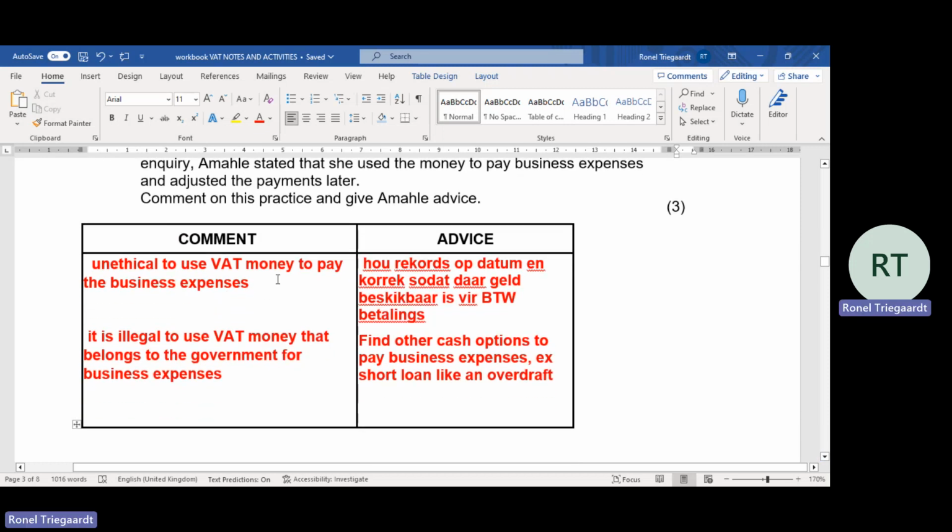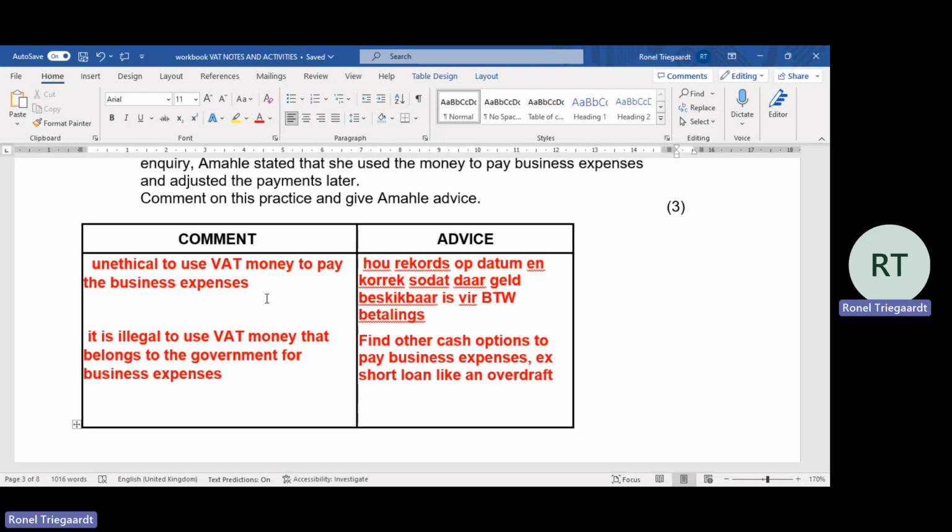It is unethical to use the VAT money to pay the business expenses. You know that. The money for VAT is not our money. It's not the business's money. It's money the business collects on behalf of SARS. Onthou, BTW gelde is nie die onderneming se inkomste nie. Dis geld wat die onderneming kollekteer vir SARS. Do you understand that, people? What is the advice that you can give her here?